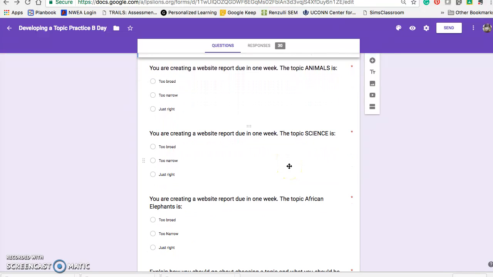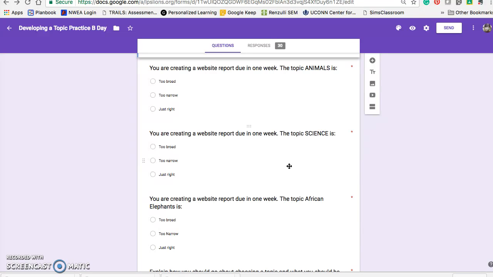You are creating a website report due in 1 week, short time frame. The topic animals is too broad, too narrow, or just right. You have 1 week. How many types of animals are there? Okay. This one is too broad for the time, because you have to think you're not working on it 40 hours in 1 week. You might be only working on it an hour in 1 day. And that report on all the animals could go on forever and ever. So you're going to want to narrow that down.